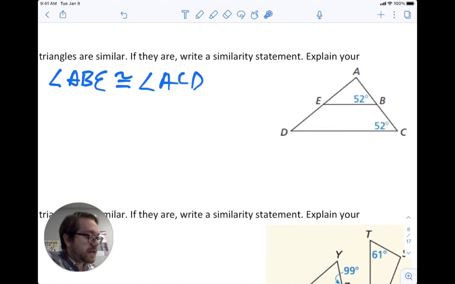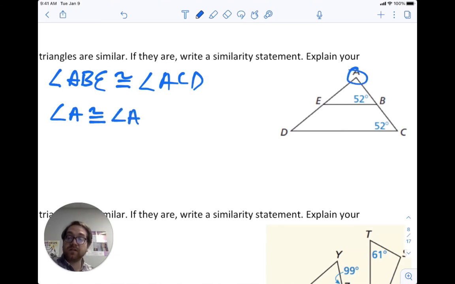But what I do notice is that, because all triangles have three angles, triangle ADC has angles A, D, and C. Triangle AEB has angles A, E, and B. And if you notice, they both have angle A. A is the angle for both the larger triangle and the smaller triangle. And it's the same angle, right? Because it's angle A in both cases. And so what we can say is that angle A is congruent to angle A, right? This angle is congruent to itself.